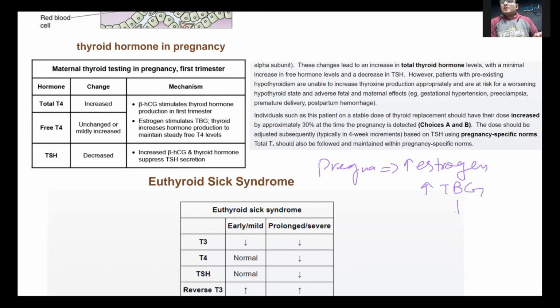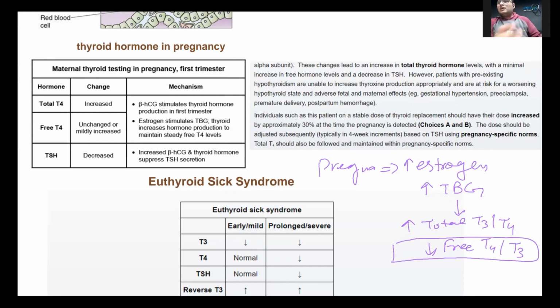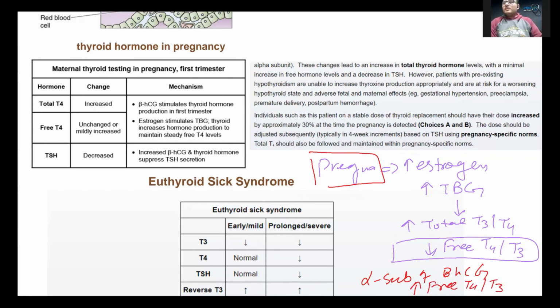Increased thyroxine binding globulin increases total T4 and total T3, and decreases free T4 and T3. But in the first trimester, beta HCG hormone has an alpha effect that stimulates the thyroid to produce more T3 and T4. So the second effect in pregnancy is the alpha subunit of the beta HCG hormone. It will increase free T4 and T3, so this effect is counterbalanced by the other effect.